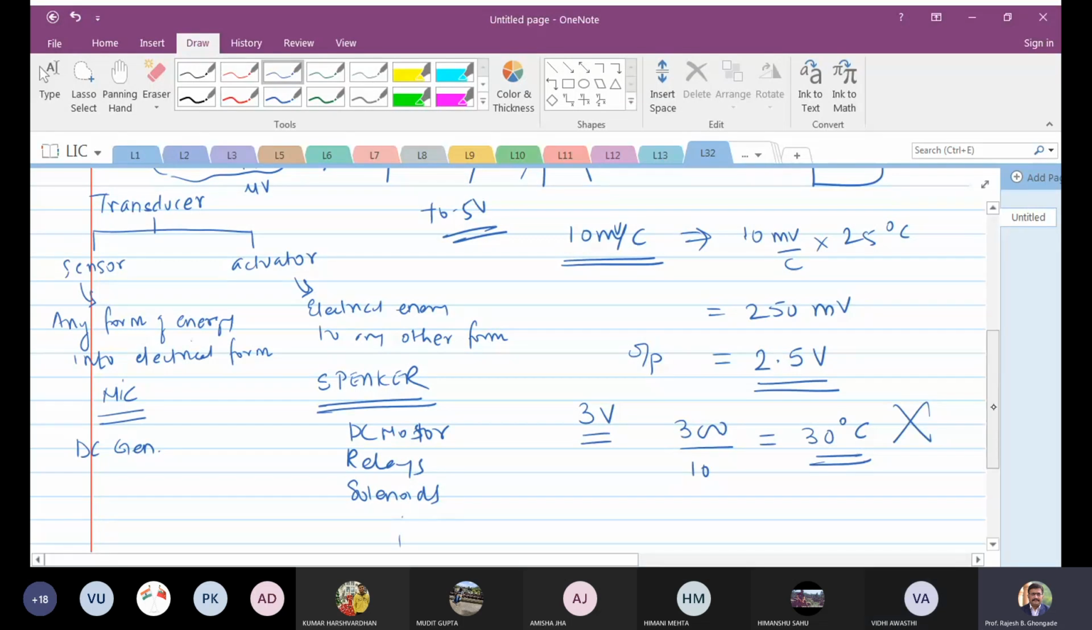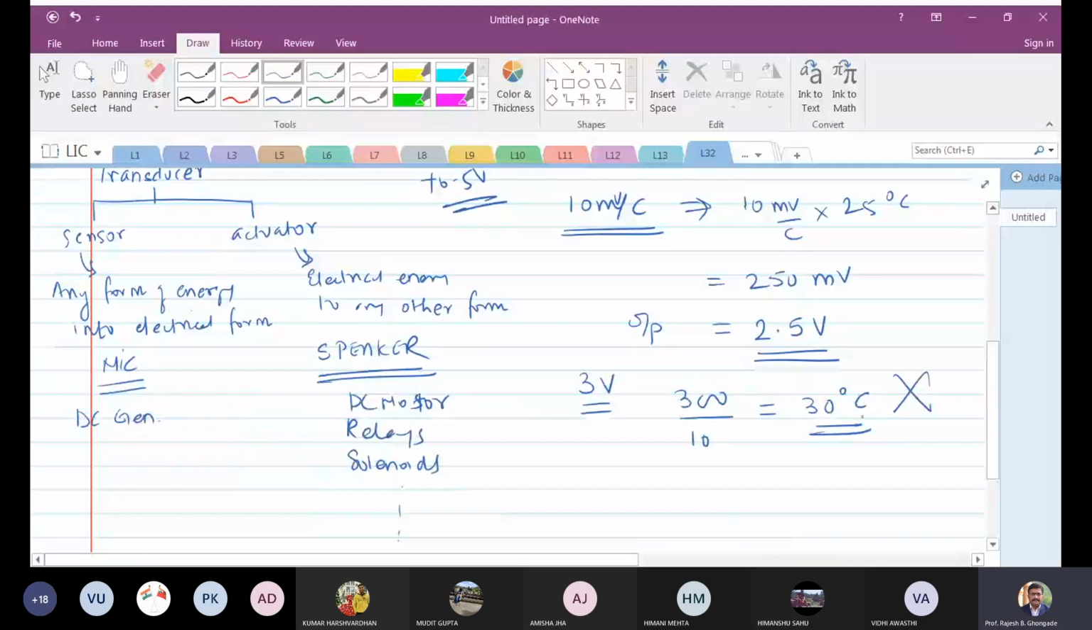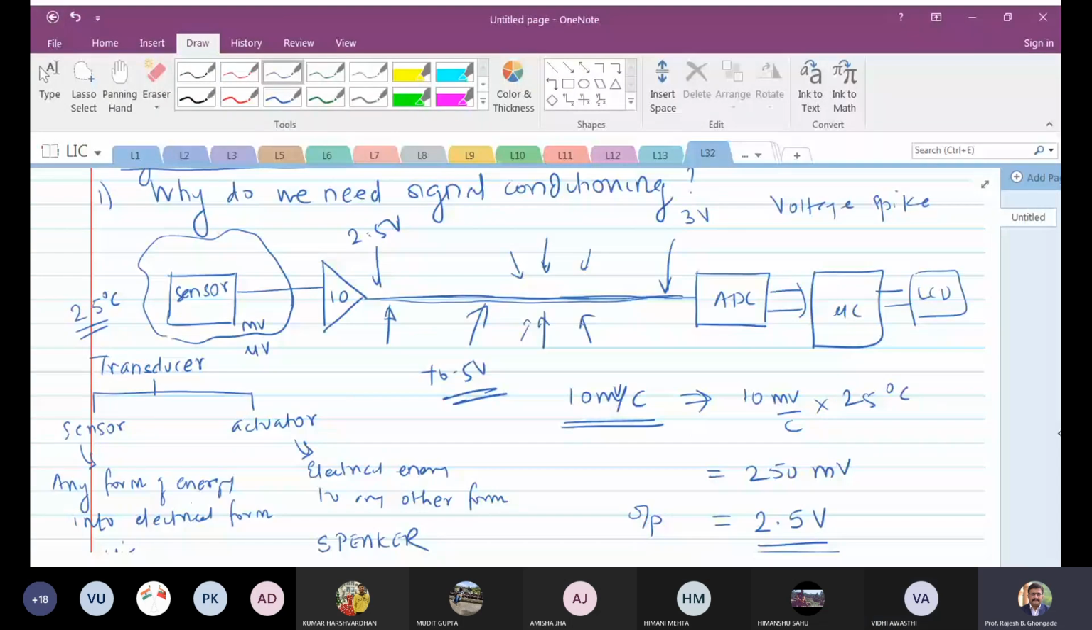You are actually having 25 degrees over there, and your readout is 30 degrees, which is wrong. Who is responsible for that? Noise. This noise is responsible. And so this may create a big problem, and that is the reason why we have to introduce what is called signal conditioning at this end and also at this end.